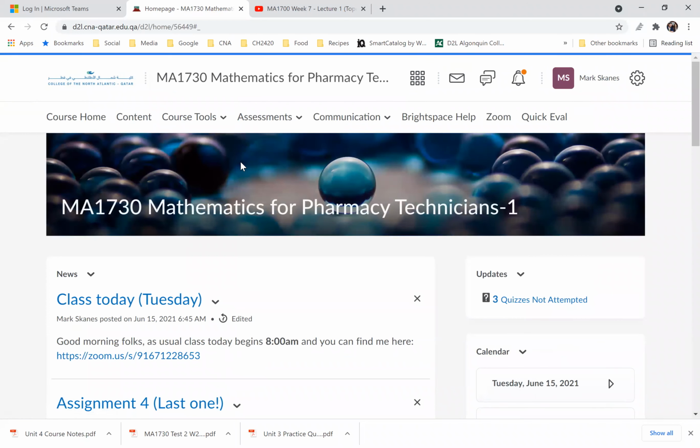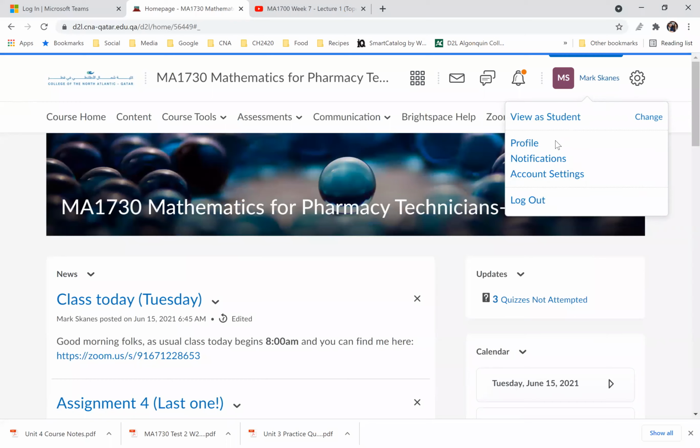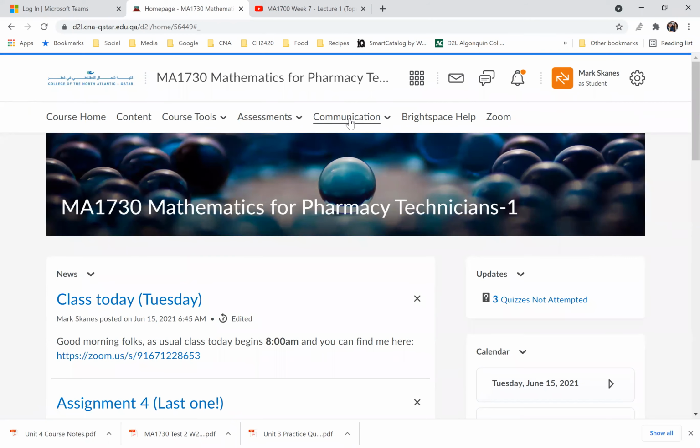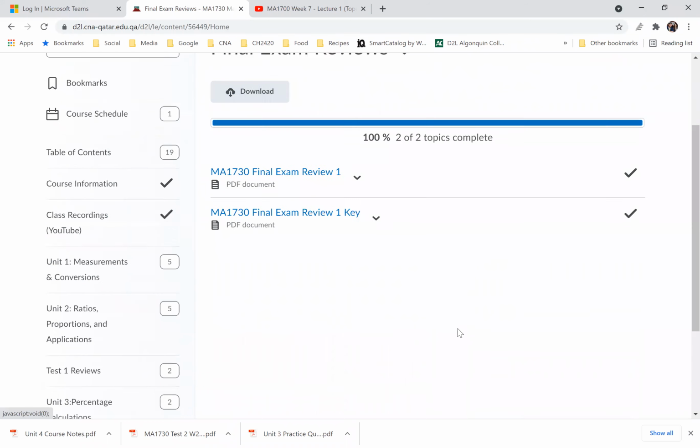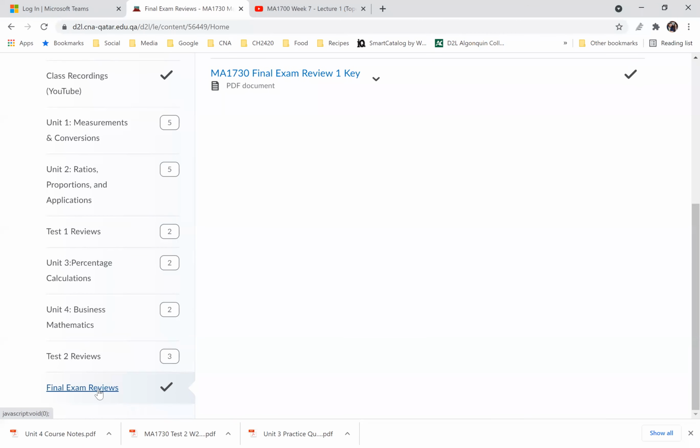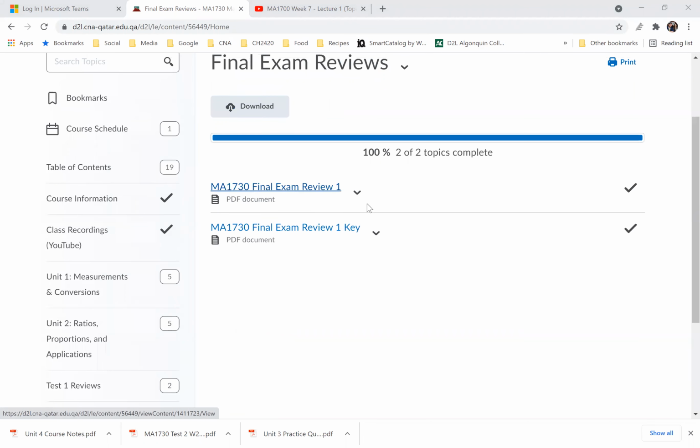Hold on, let me just see something. I have a final exam review for you guys. Okay, it's there. That's perfect. So when you guys go to content, here I'm in Math 1730, you go to content and scroll down right at the end here. Right at the very bottom, there's a final exam review. And this is what I highly recommend you guys practice for your final on Saturday morning.